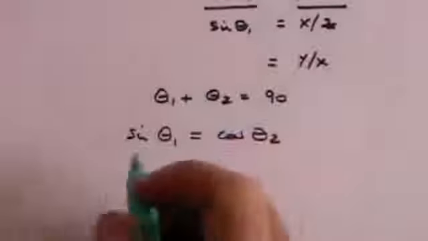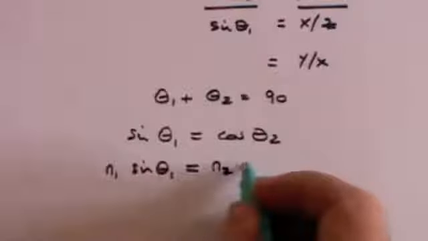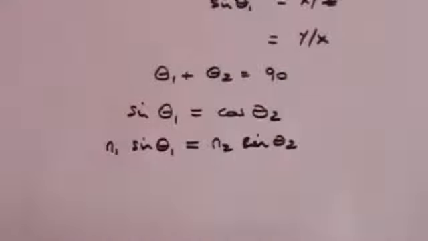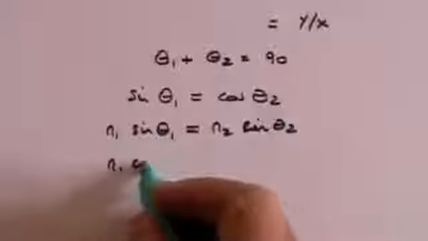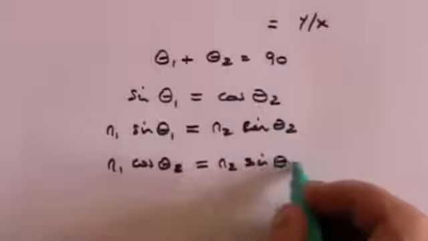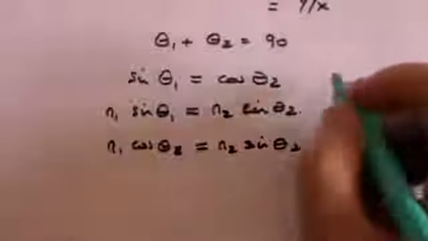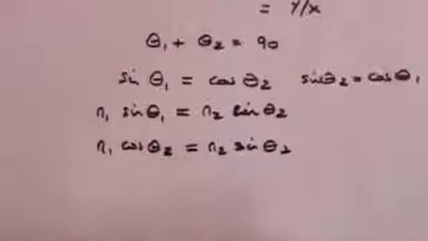Now if we just remember that Snell's law tells us that n1 sine theta 1 is equal to n2 sine theta 2. We've already dealt with that. We can now, for sine theta 1, put cosine theta 2, which means that n1 cosine theta 2 is equal to n2 sine theta 2. Actually, I think I'll do it the other way round. If sine theta 1 is cosine theta 2, it's also true to say that the sine of theta 2 is equal to the cosine of theta 1. They are both equally true.